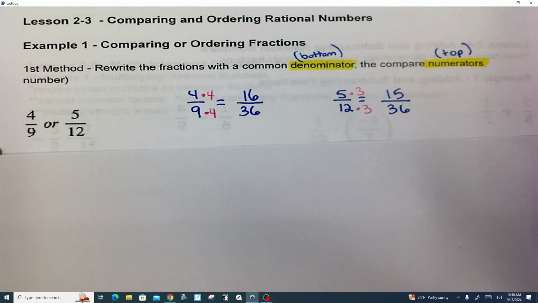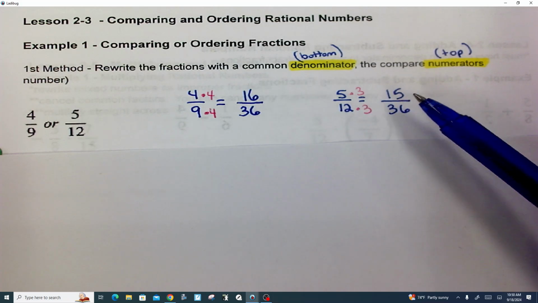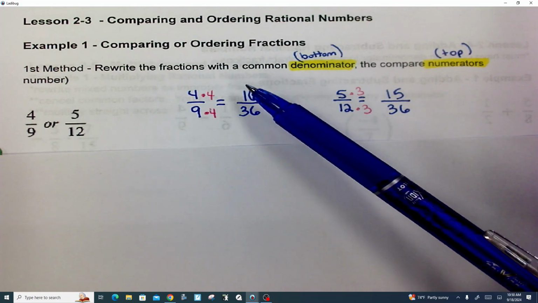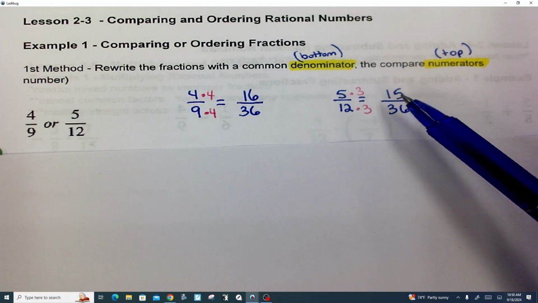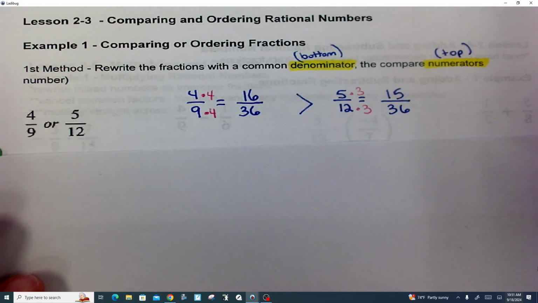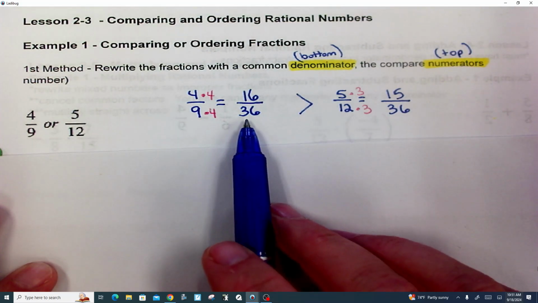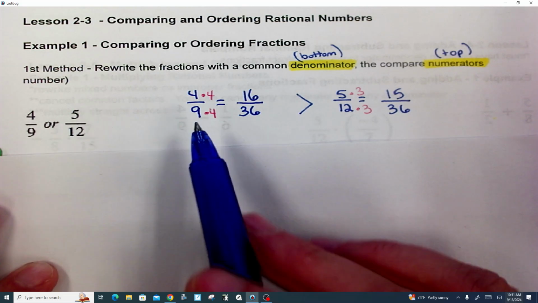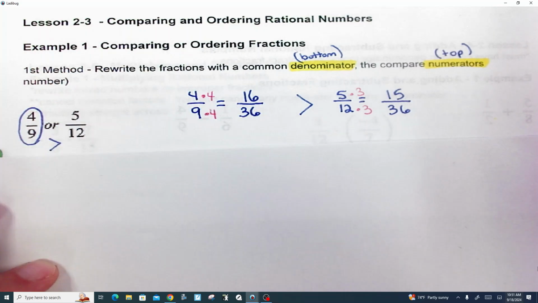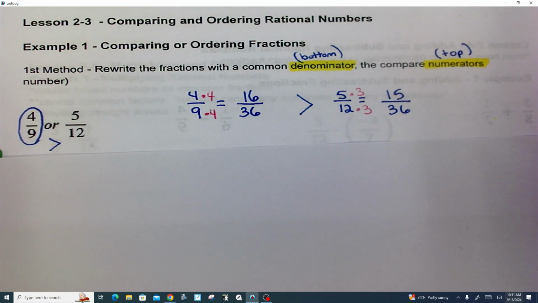So again, now that we have common denominators, the 36 right there, come back and compare your numerators, the 16 and the 15. Which one's bigger? The 16/36. So if we come back here and we say, well, what does this represent? It represents the 4/9. We would say that the 4/9, this one, is the larger fraction. Now that's one method of doing this.